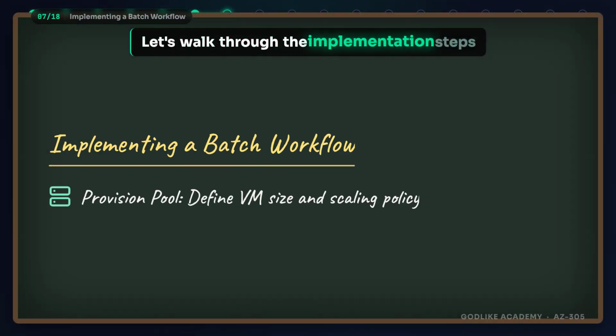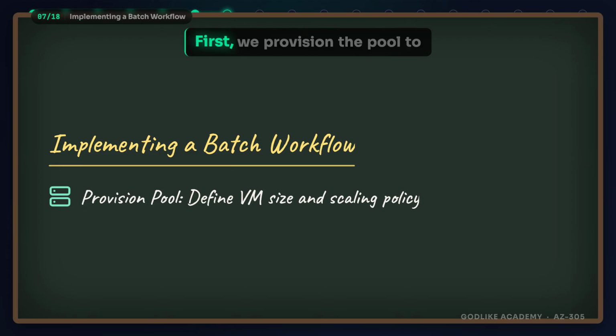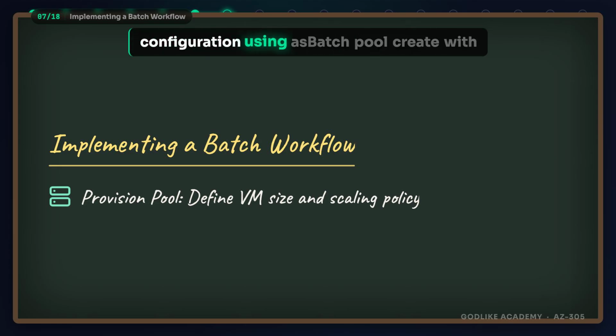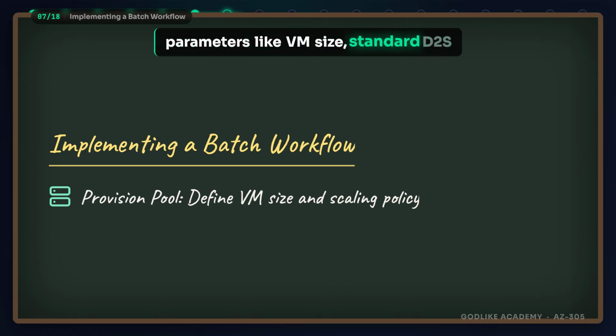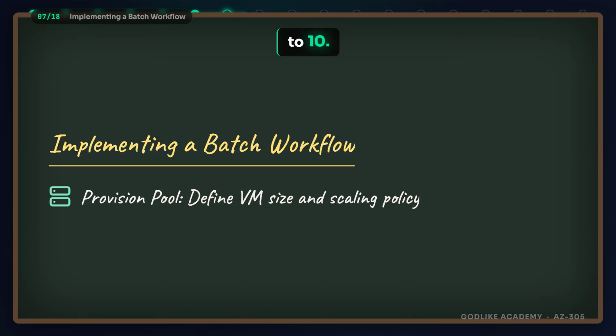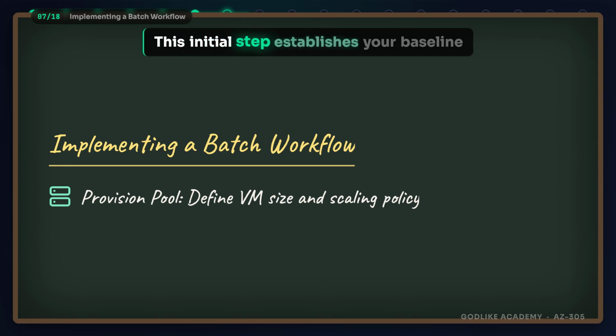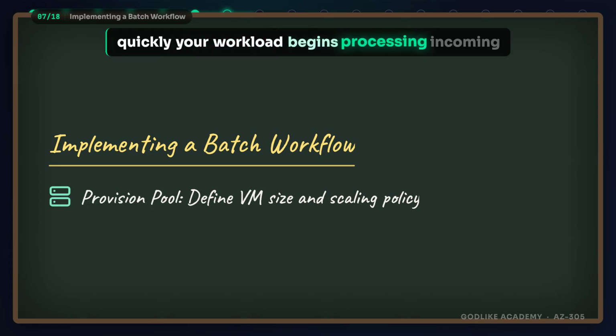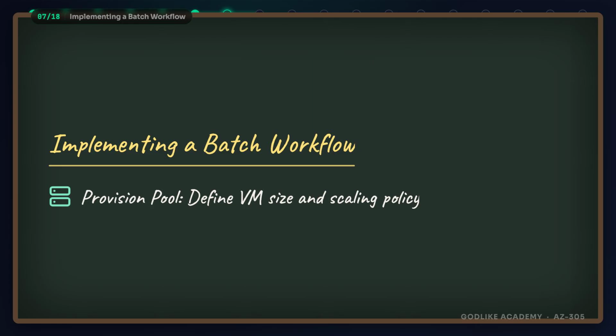Let's walk through the implementation steps for a batch workflow. First, we provision the pool to define our compute capacity and node configuration using az batch pool create with parameters like VM size Standard D2s v3 and target dedicated nodes set to 10. This initial step establishes your baseline scaling limits and directly impacts how quickly your workload begins processing incoming data requests.